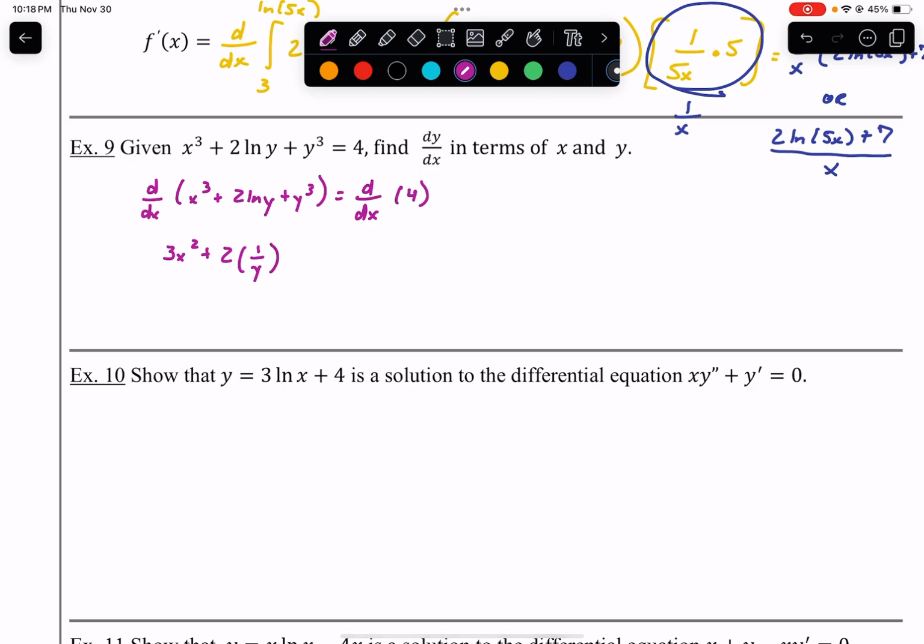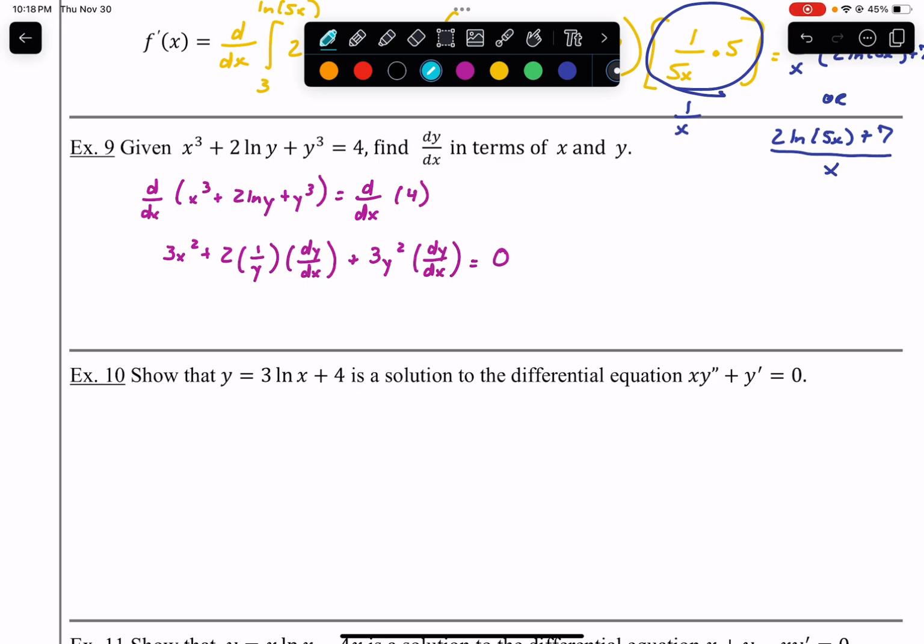Well, the derivative of y is dy/dx. Remember, that's what we're solving for. The derivative of y cubed is 3y squared dy/dx. You always take the derivative of the given variable, and the derivative of 4 is 0. So now you're an algebra student. You are trying to solve for dy/dx. Because this is now a fraction, there is a little bit of a level of complexity here.